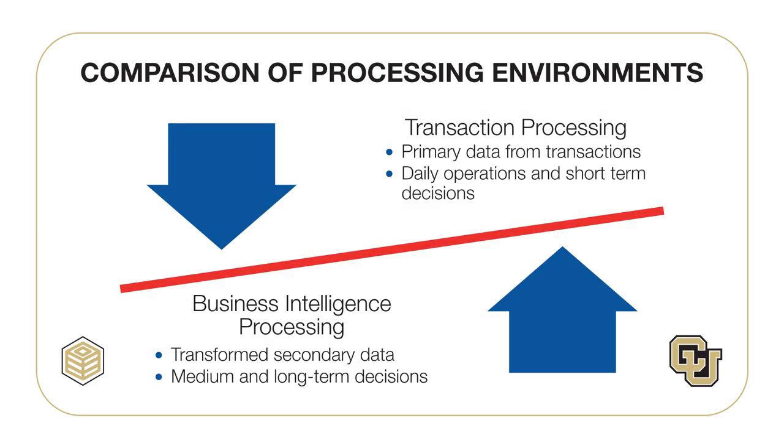Transaction processing uses primary data from large volumes of transactions to support daily operations and short-term decision-making of an organization. In contrast, business intelligence processing uses transformed secondary data to support medium and long-term decision-making. A data warehouse provides value for longer-term decision-making through transformations and integration to operational databases and external data sources. Due to the support of different types of processing, operational databases differ substantially from data warehouses.